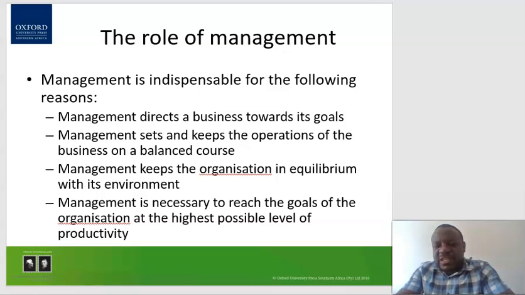Management keeps the organization in equilibrium with its environment. Its managers will have to ensure that they deal with the threats that come against the organization. They also exploit opportunities that they find in the environment. It's also the responsibility of managers to deal with the weaknesses that they have as an organization, and also to capitalize on the strengths that they have as an organization. Management is necessary to reach the goals of the organization at the highest possible level of productivity. As a process, management is important to ensure that they achieve the greatest level of productivity with the least resources possible.